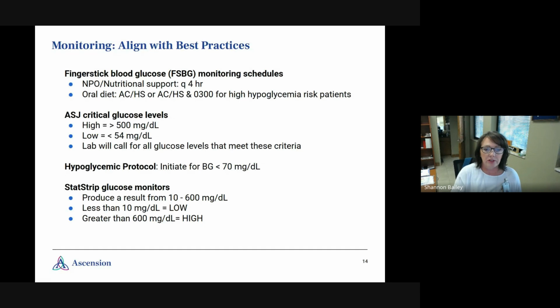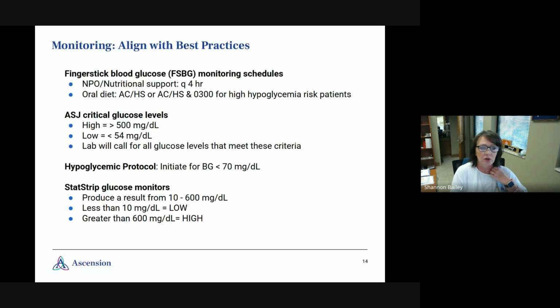So those are our standards here at Ascension St. John. If you come across somebody who's eating and is doing Q4 finger sticks, that's something you're going to want to probably remind the nurse about, and that way she can get that order updated.